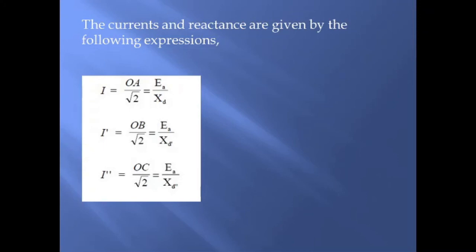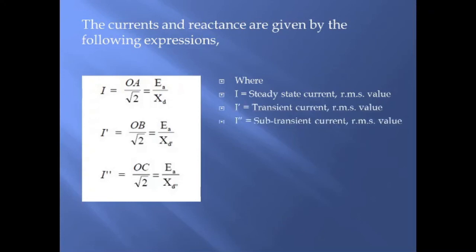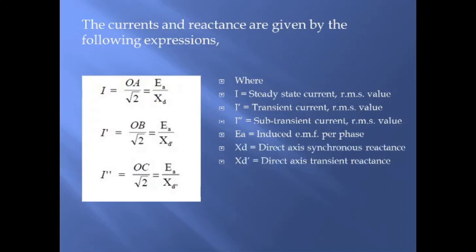Ultimately, if we have to write it in terms of reactance, then I is equal to EA. EA is the EMF induced. So I is equal to EA upon XD for steady state. I dash is equal to EA upon XD dash for transient state, and I double dash is equal to EA upon XD double dash, that is for subtransient state, where I is the steady state current RMS value, I dash, I double dash are transient and subtransient current, EA is the induced EMF per phase, XD is the direct axis synchronous reactance, XD dash is the direct axis transient reactance, and XD double dash is the subtransient reactance.